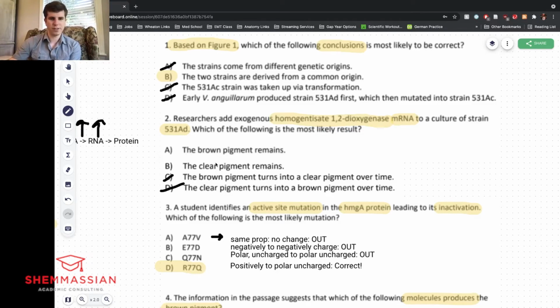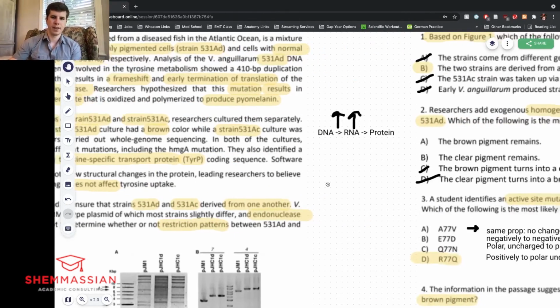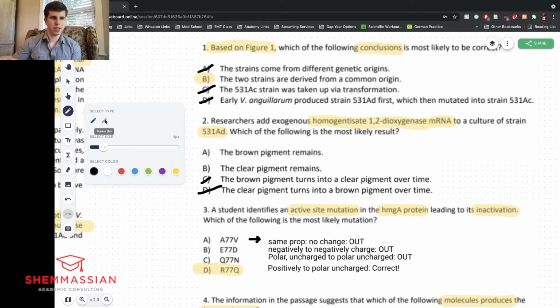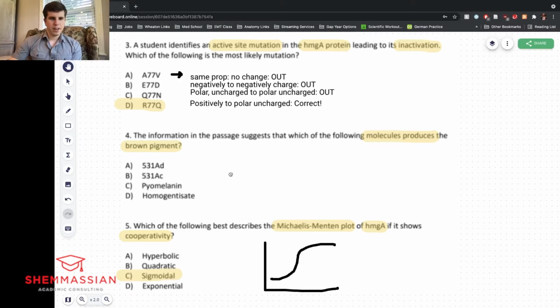So now it's just, is it a brown pigment staying or a clear pigment staying? Okay, we're talking about 531AD. Pretty sure that's brown. I'm going to double confirm that. First, they found that 531AD had brown, 531AC had clear. Okay, so it is brown. So that's going to be A, brown pigment. Okay, good. We already answered number 3. This is the change. The rest of them, polar charged, polar uncharged, negative, negative, those are the same properties. They're aliphatic over there.